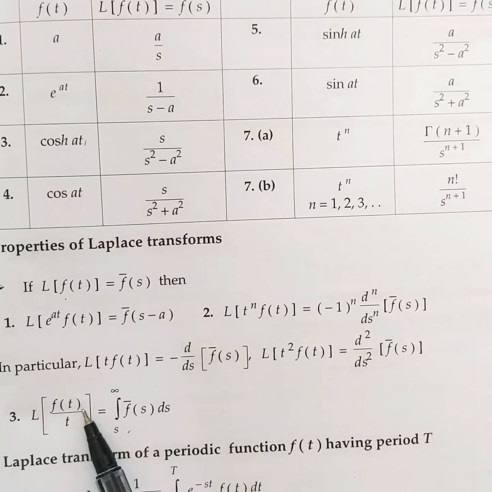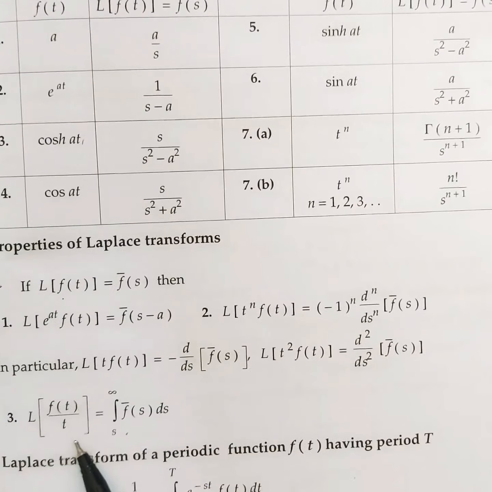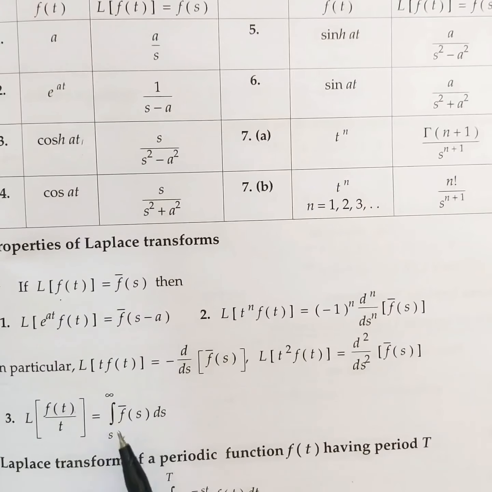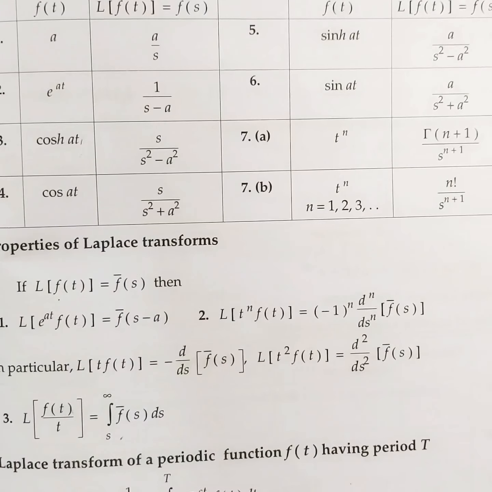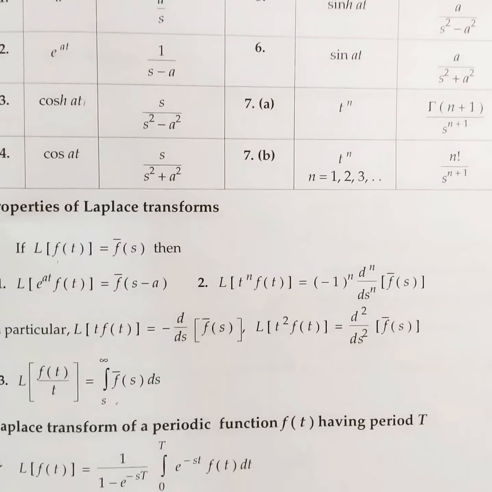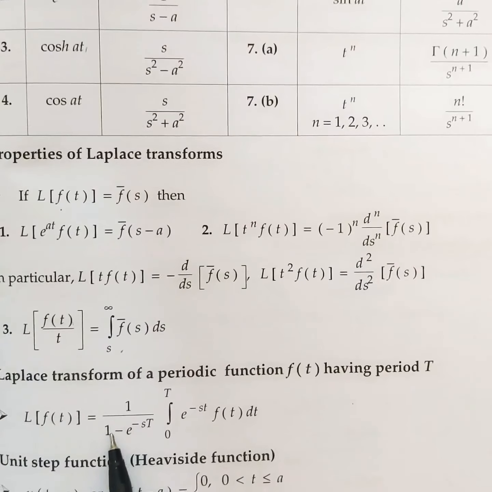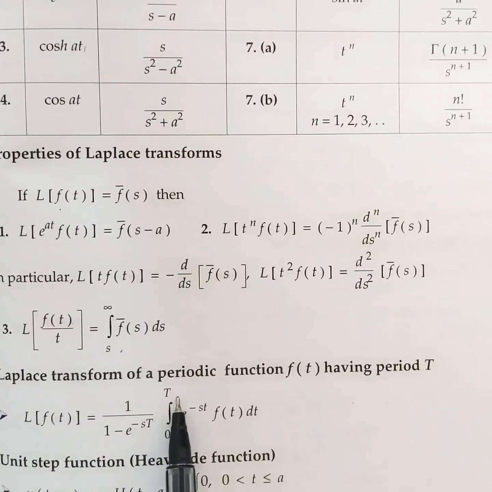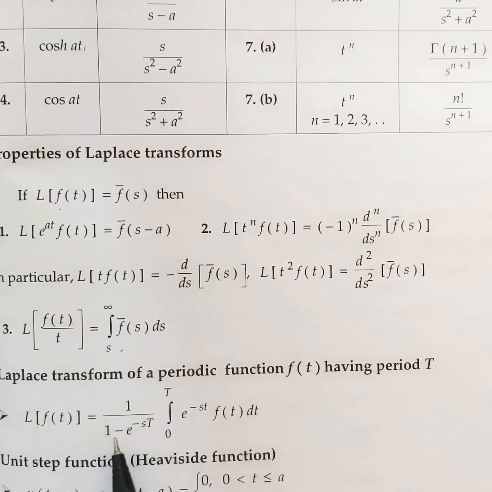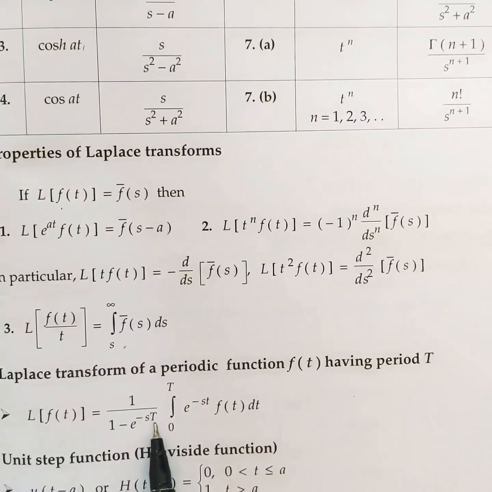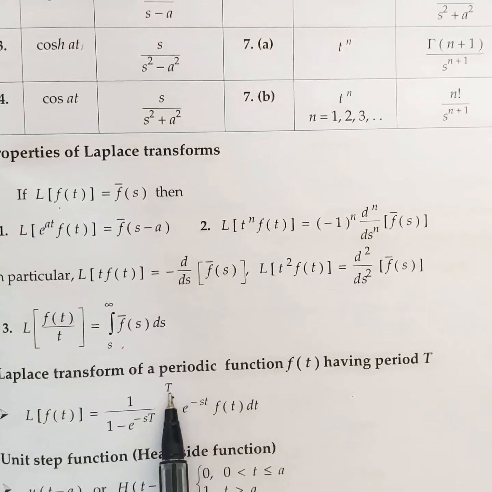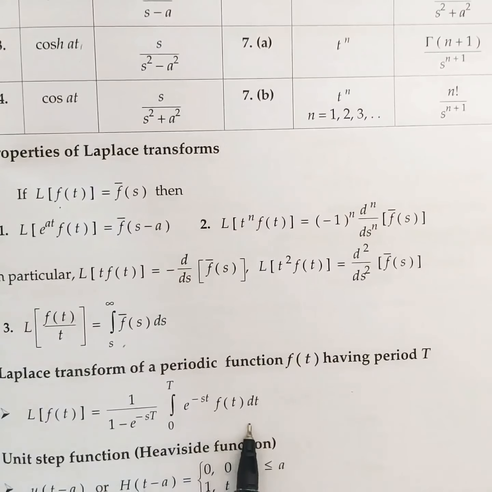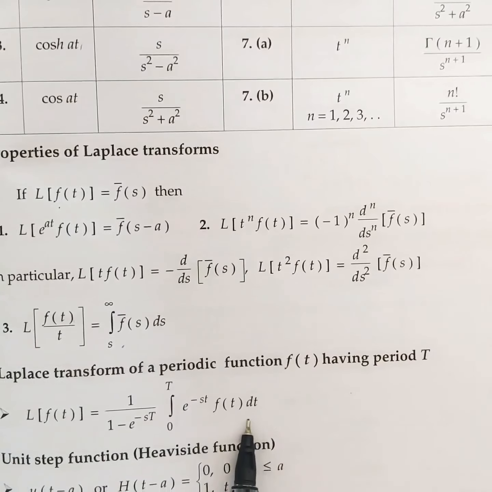And then coming to property 3, if I know Laplace transform of f of t, I can guess Laplace transform of f of t by t. So the formula is integral s to infinity f bar of s ds. These are the three properties. And then we studied Laplace transform of periodic function. Remember, this capital T is nothing but period. So 1 by 1 minus e power minus s capital T integral 0 to capital T, and these are all normal function e power minus st f of t dt.